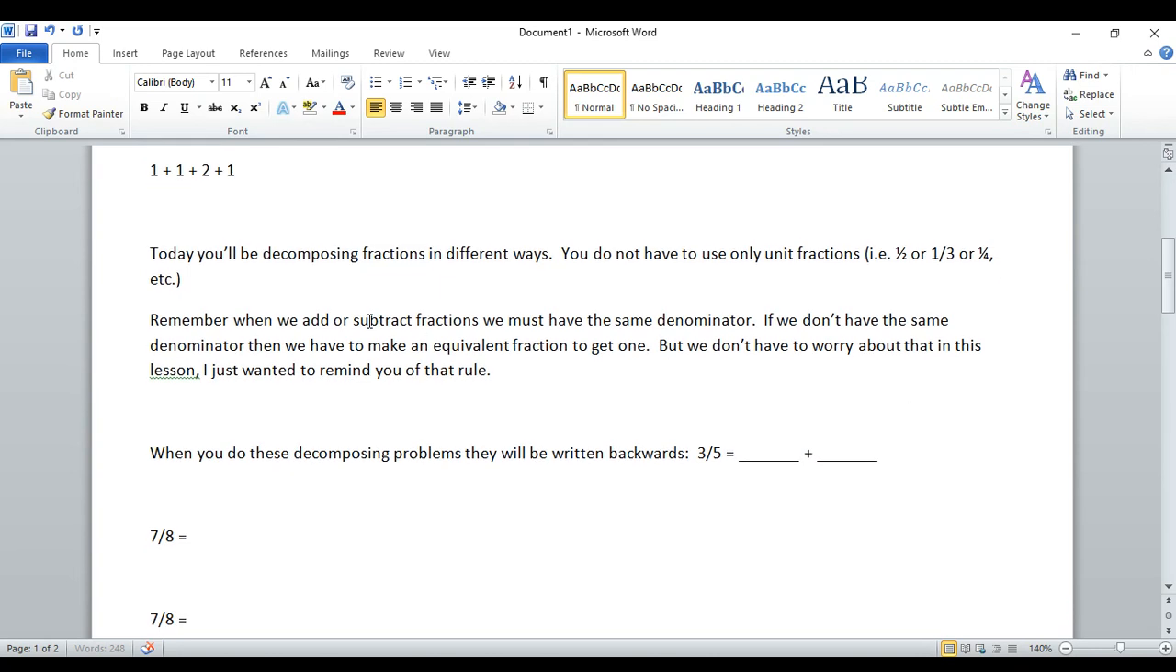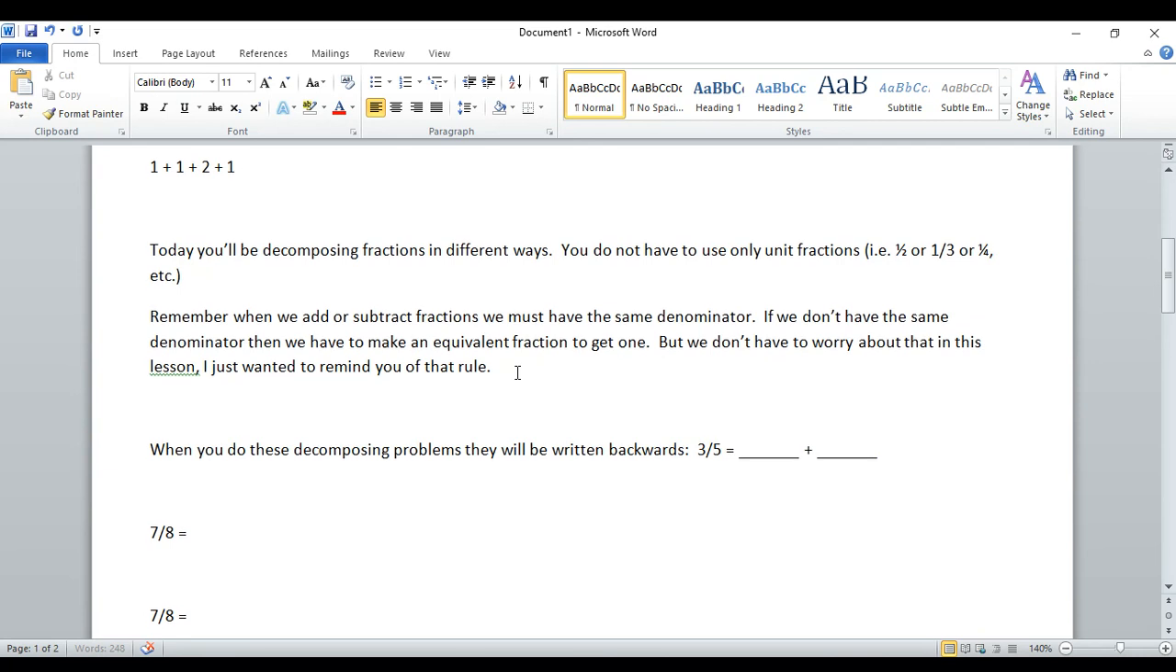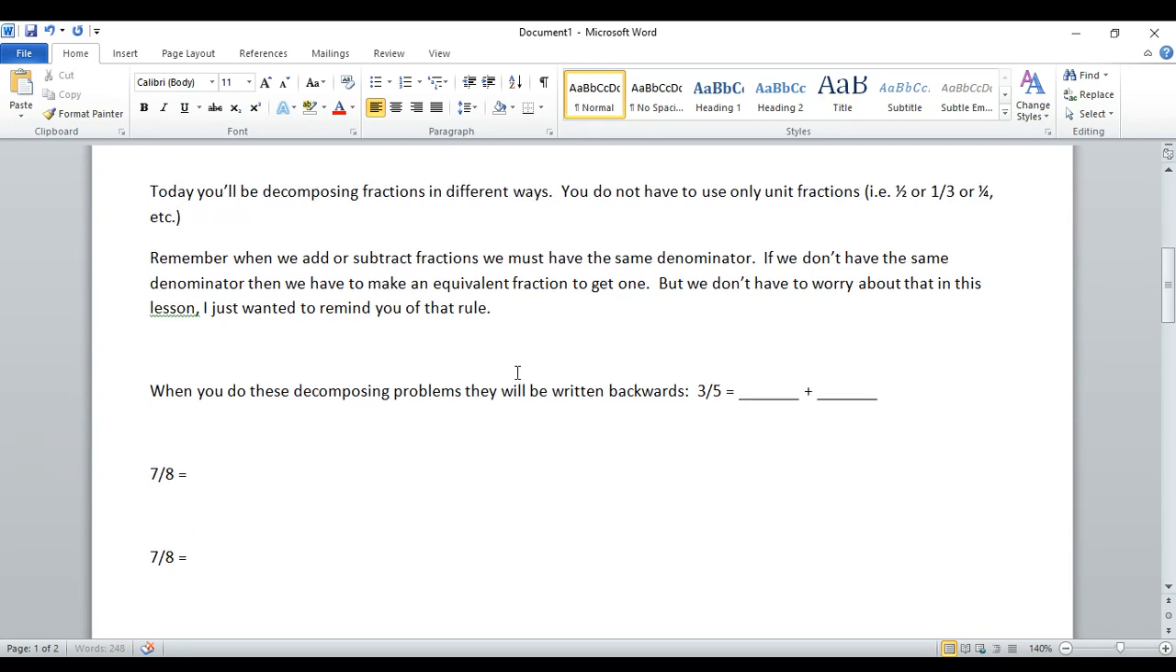Remember, when you add or subtract fractions, you must have the same denominator. If we don't have the same denominator, then we have to make an equivalent fraction to get one. But we're not going to have to worry about that in this lesson. We are taking baby steps as far as adding and subtracting fractions. So I just wanted to point out that rule, though, that the denominator always has to be the same.